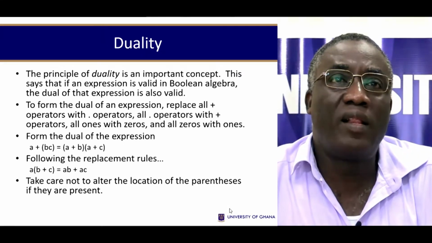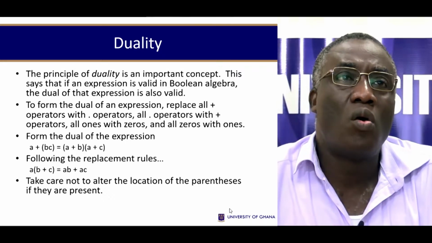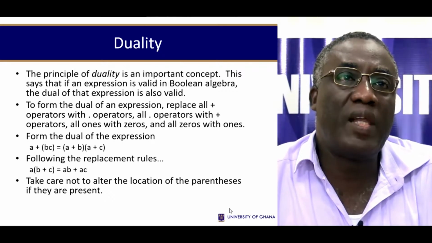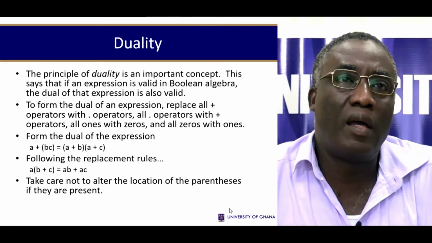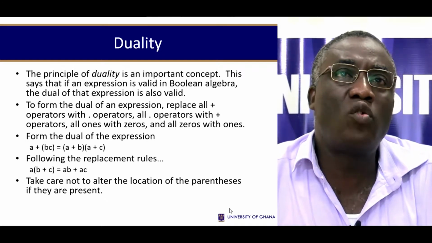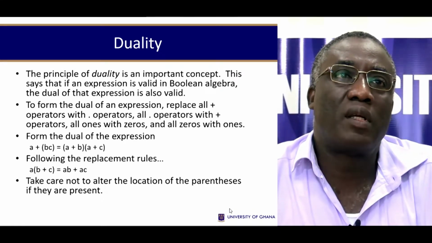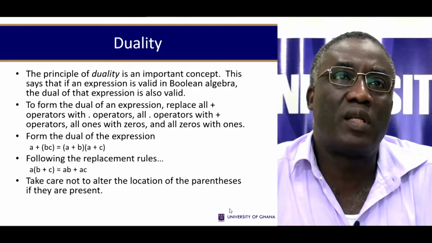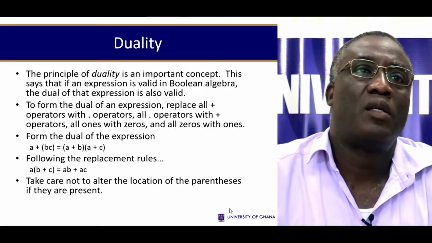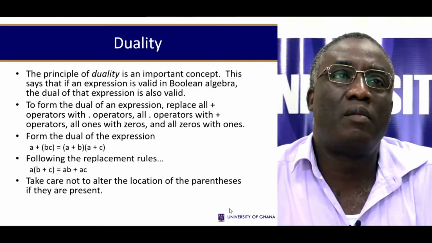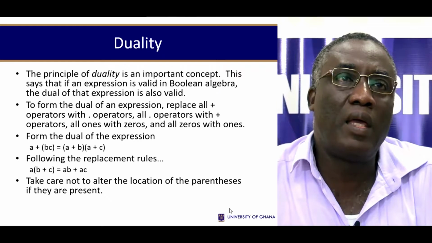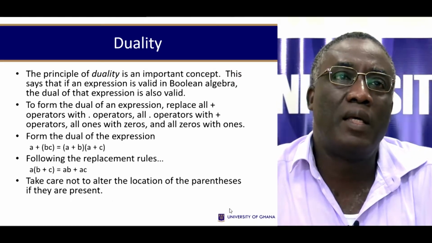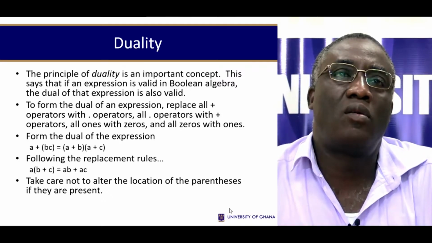So to form the dual of the expression A or B plus C, what do we do? We replace the AND operators with OR operators, and the OR operators with AND operators. So then this becomes A or B, into brackets, A and or C.